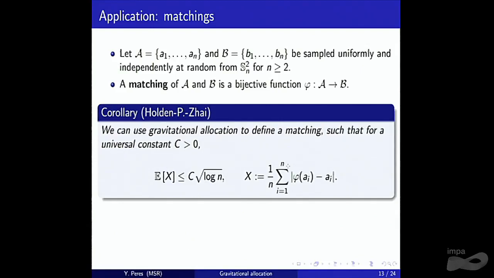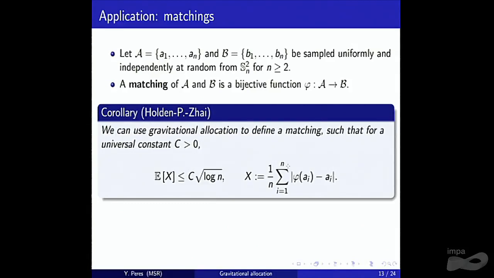Okay. So how is this related to matching? I will sketch for you the reason. I remind you that our main theorem was that the expected distance in the allocation traveled from a point to its target is root log n. But now let's assume that and see how it can be used to get a good matching.